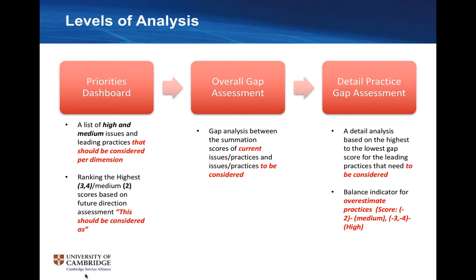analysis. So the first one is the priorities dashboard, which gives you a list of the high and medium issues and practices that you should consider in the future. And also the overall gap assessment, which gives you the analysis between the current issues and practices and the things that should be considered. The overall gap assessment is a spider diagram, basically, that allows you to see where the highest gap and the lowest gap are, etc.